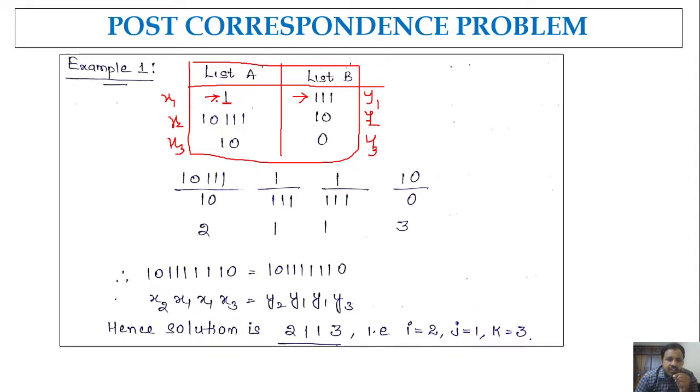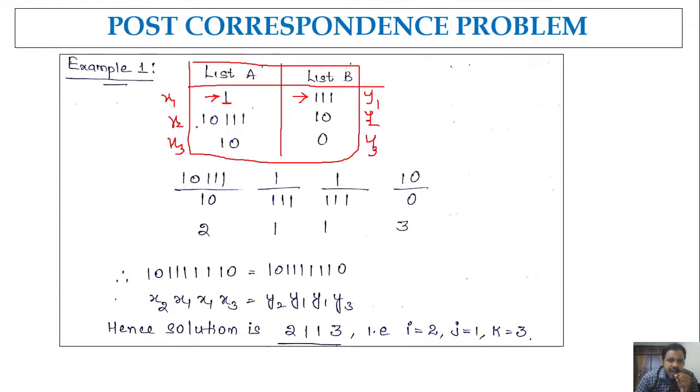So when we select a particular index string in list A, we have to select that same index string from list B also. We have to arrange the strings of list A and list B in such a way that we will get the same string. To explain this, let me consider an example.